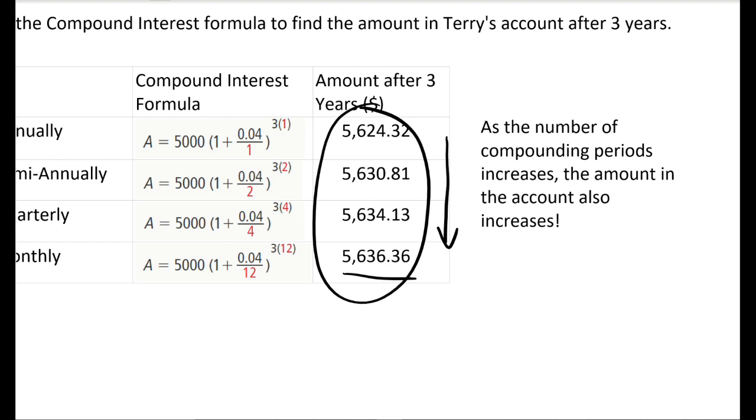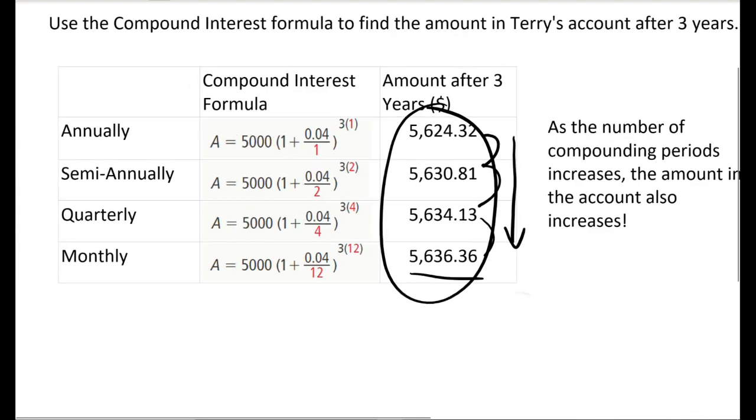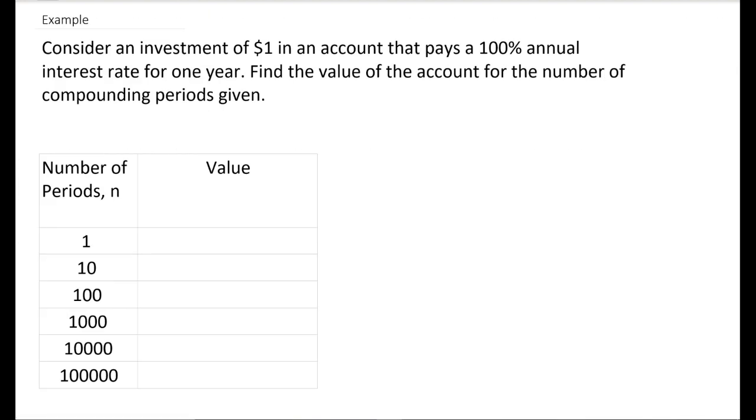However, it grows really fast in the beginning, and then it doesn't grow as fast. That's a pattern that we're going to see in the next lesson, in the next slide actually. So now consider an investment of $1 in an account that pays 100% annual interest for 1 year. Find the value of the account for the number of compounding periods given.